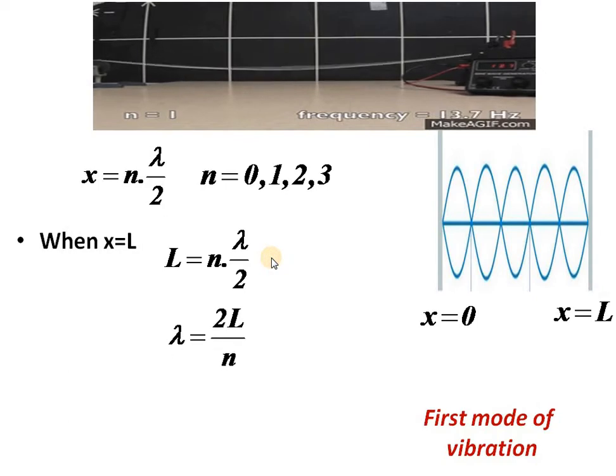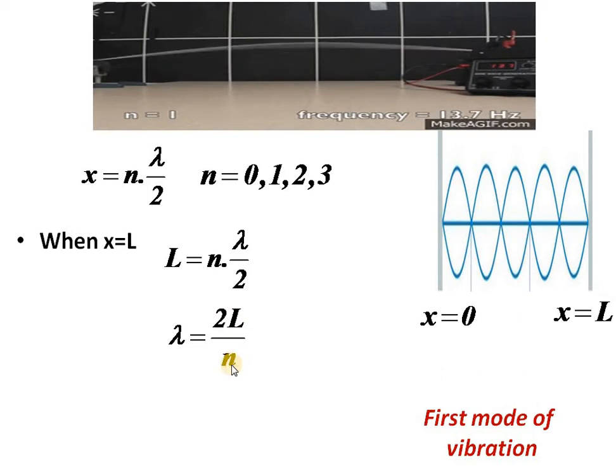So we can write the value of lambda. By rearranging this equation, we get lambda is equal to 2L by n. Okay. So that is one of the possible wavelengths that can be excited in the rigid walls: lambda is equal to 2L by n.